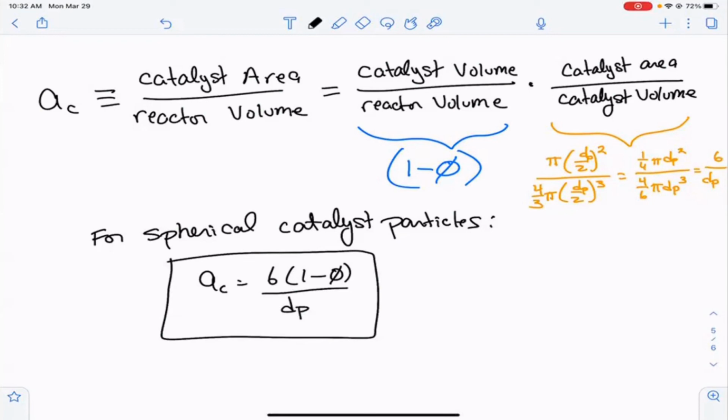But the thing that I want to really point out here is that we could have any shape of catalyst that we want, and we can still use this term AC to describe our system, and we'll get some practice doing that later this semester.